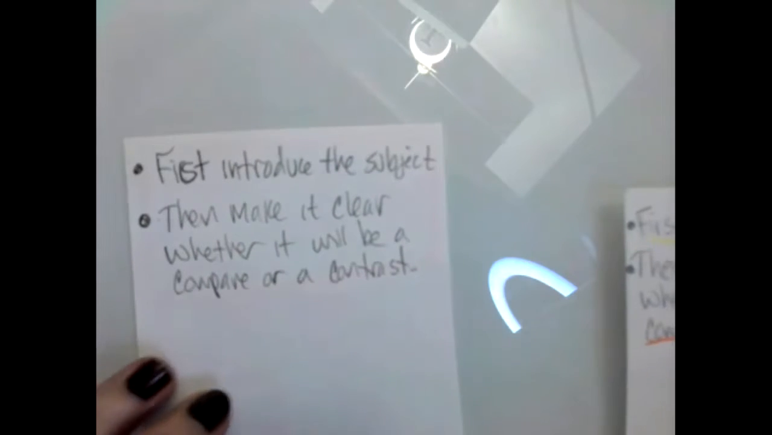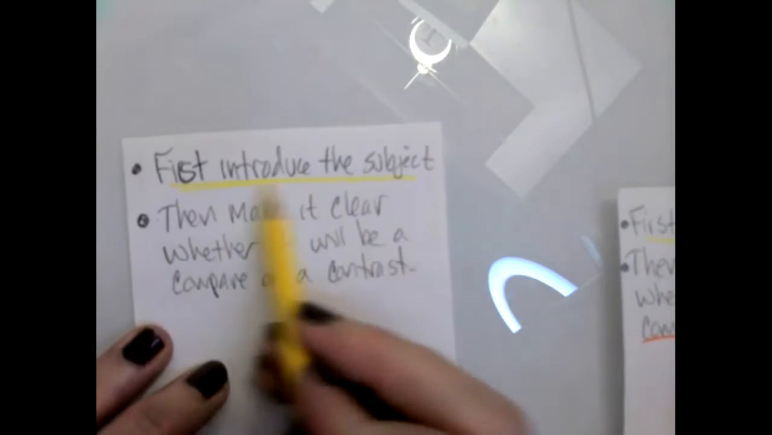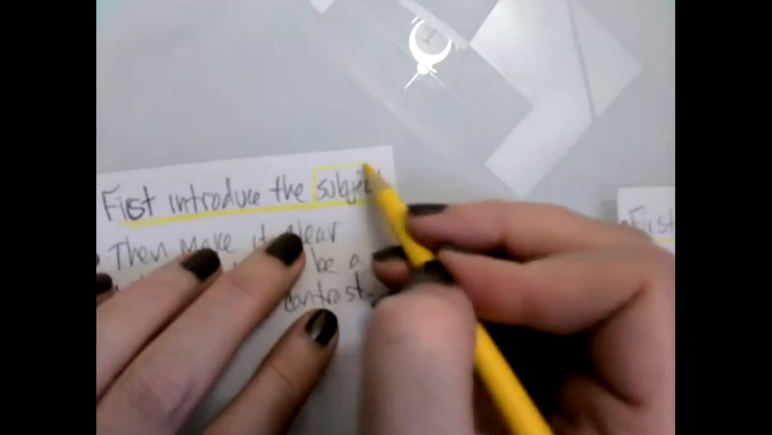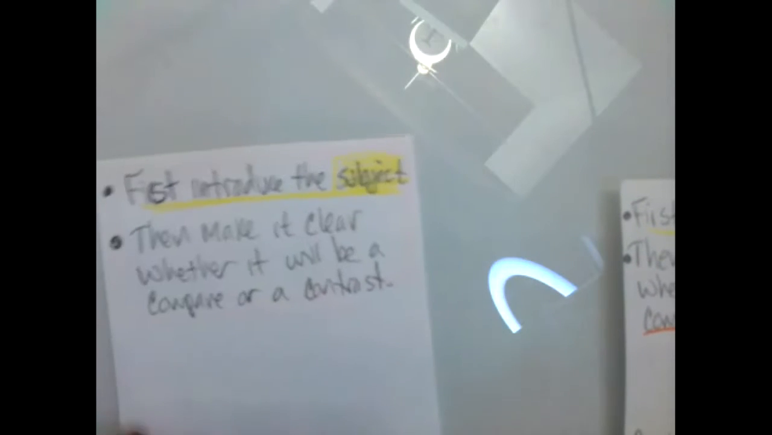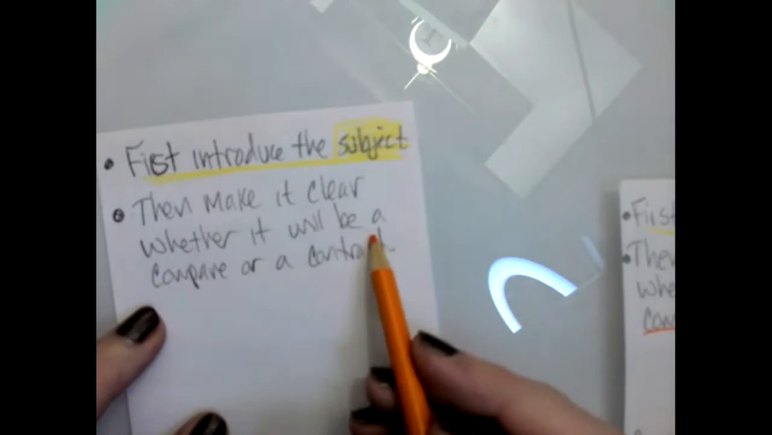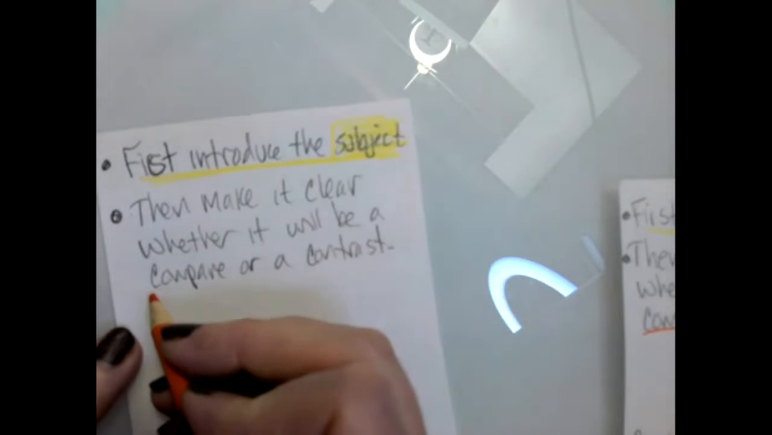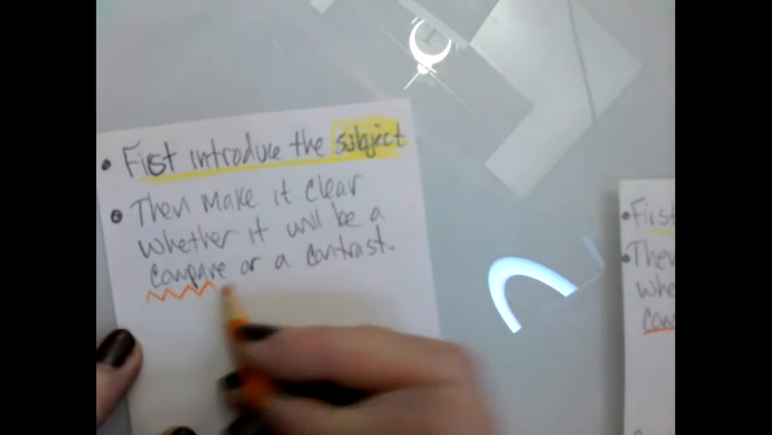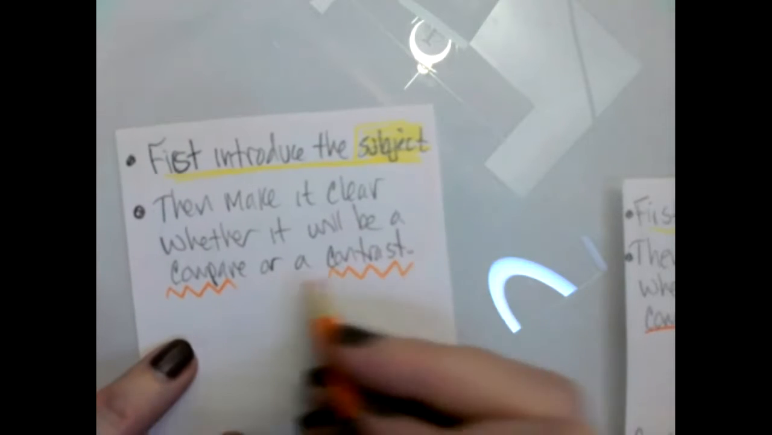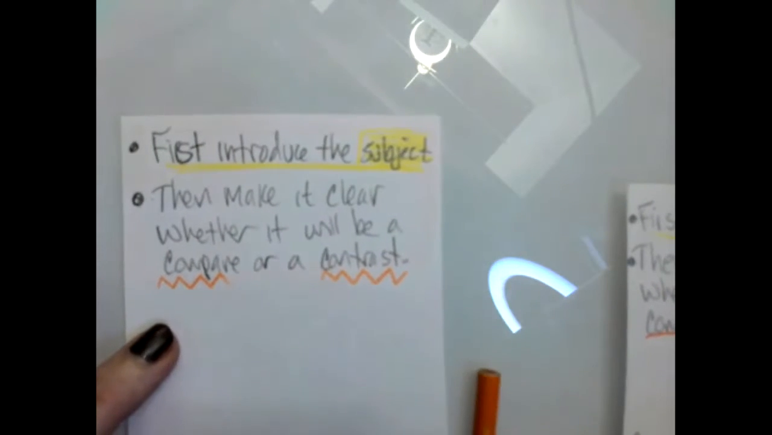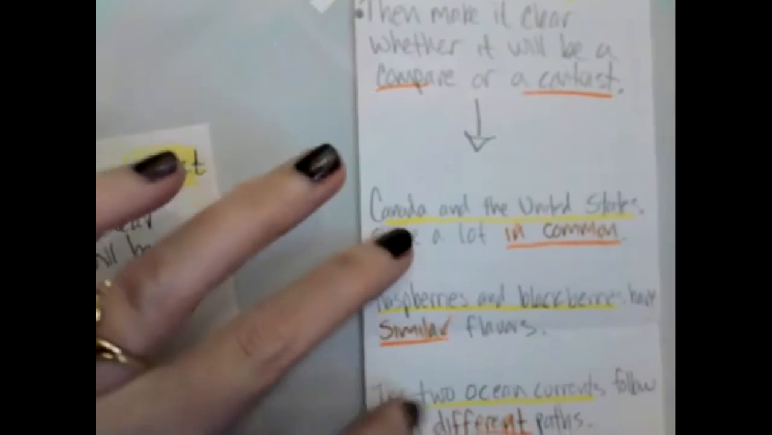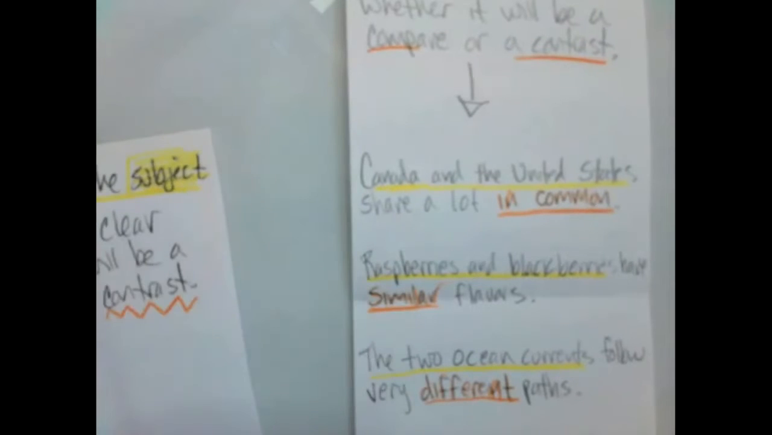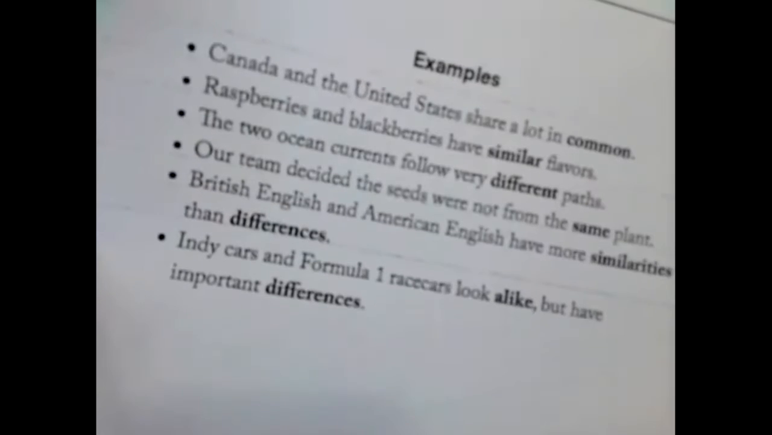Okay, now we're going to pick up our color, and the first thing we have to do is introduce the subject. I want that to really stick out, so I'm going to go over that subject a lot in yellow, and then make it clear whether it will be a compare or a contrast. So I'm going to either underline or squiggle underline something to make this pop out. Now I'm going to draw my arrow just to show that that is what I'm doing here. So I'm going to have three examples. These examples are coming exactly from here.